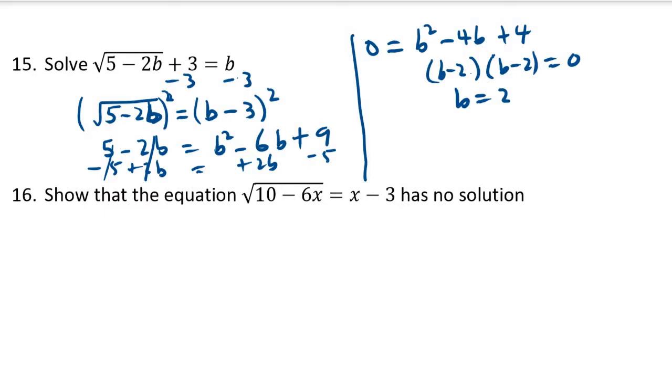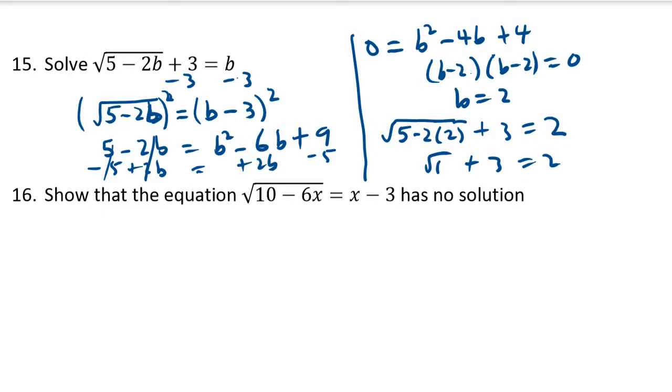Now let's check if it's valid or not. We have to always check, always. So we do square root of 5 minus 2 times 2, plus 3 equals 2. Remember to plug b in wherever it appears. So it will be 5 minus 4, that's 1. Square root of 1 plus 3 equals 2.